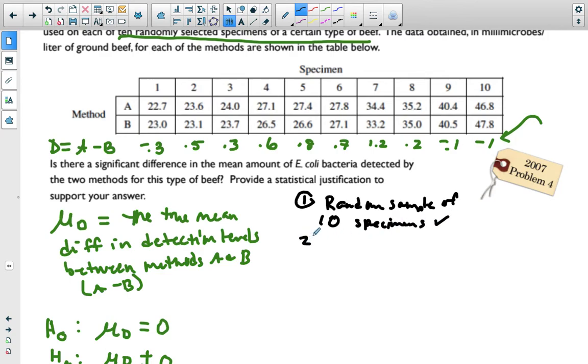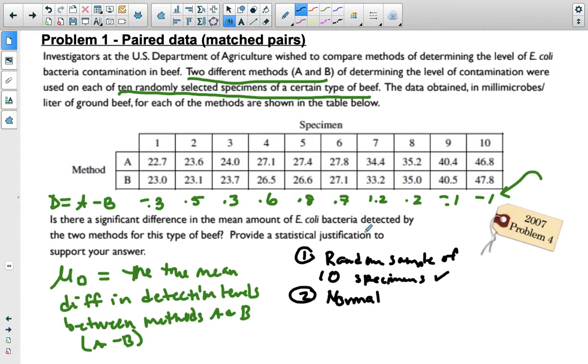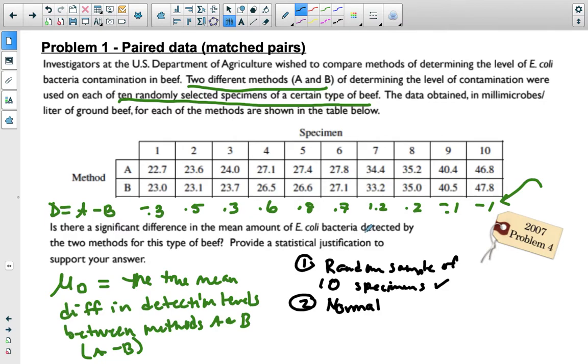Number 2, we have to do some sort of normal check. For means, what are your normal criteria? You have a few things you can check. First of all, you always start and look to see, do I know anything about the population? Well, according to this introduction here, there's nothing in there about the population of either the readings for method A, method B, or the readings for these differences, the population of these differences.